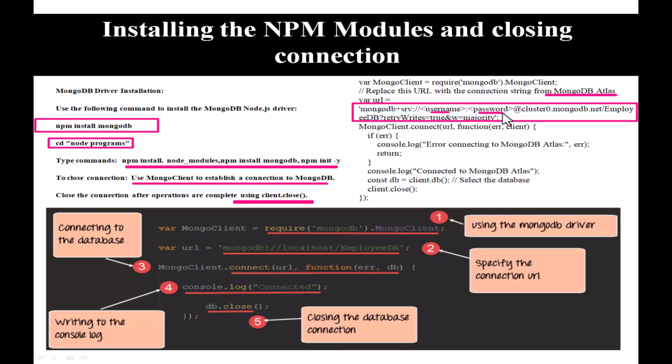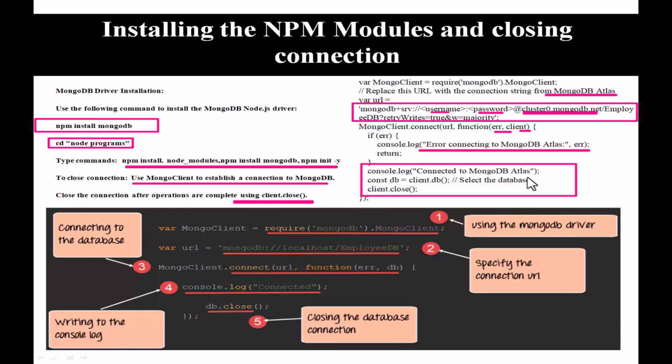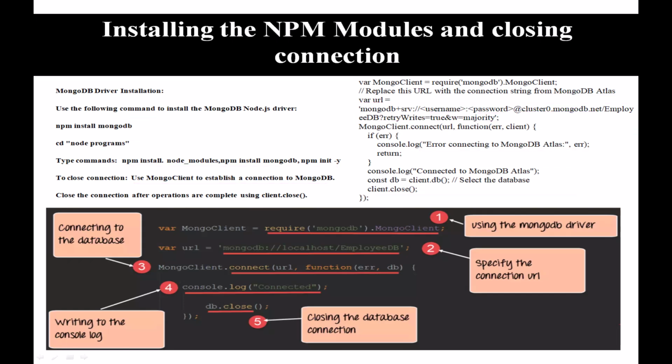So now cluster, mongodb.net, employeeDB, retryWrites=true, w=majority. You are going to connect the URL with the error and client. So this is also the same as the previous one. If the connection is true, it is going to show; if false, if an error exists, it will show the error. Otherwise, it will show console.log, connected to MongoDB Atlas. Finally, it is going to show the message MongoDB Atlas.